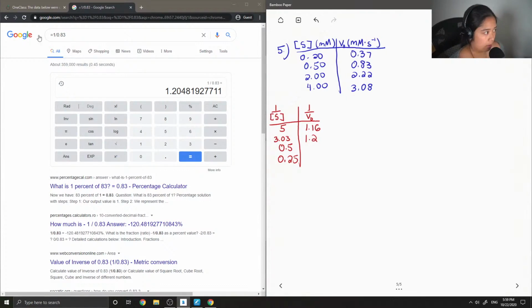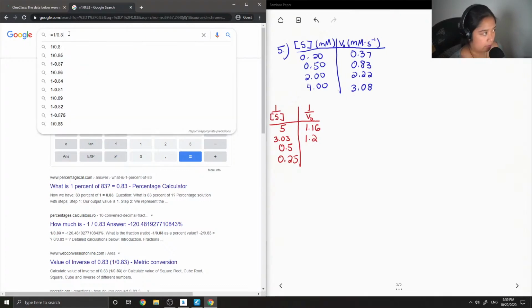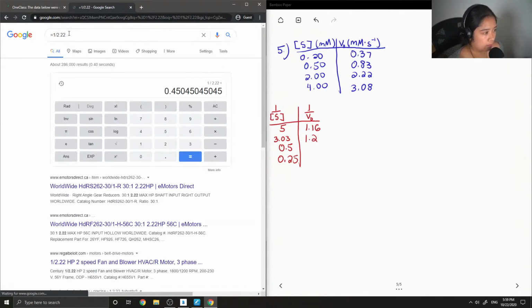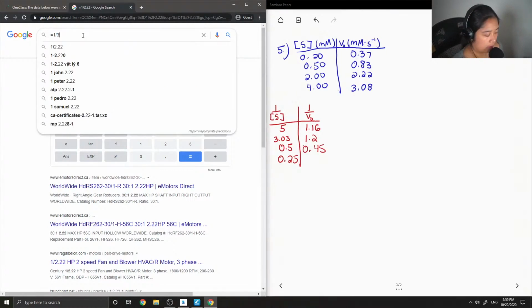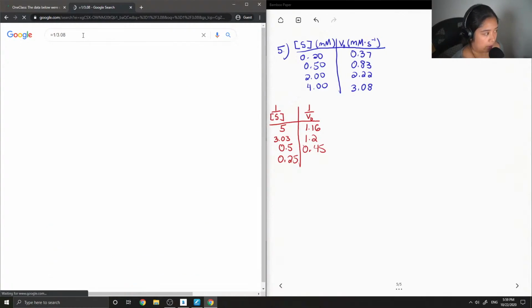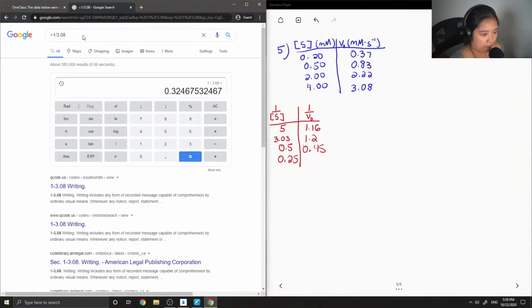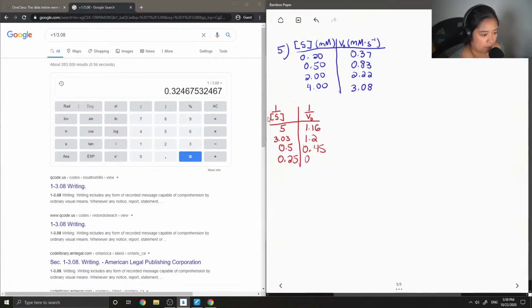And then let's do 1 over 2.22, is 0.45. And then 1 over 3.08 is 0.32.